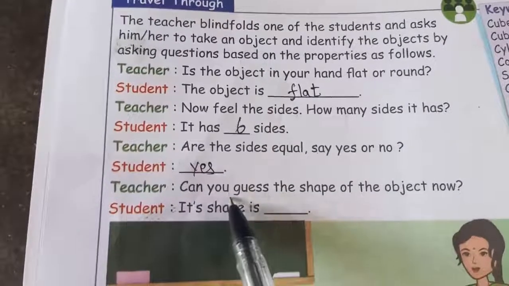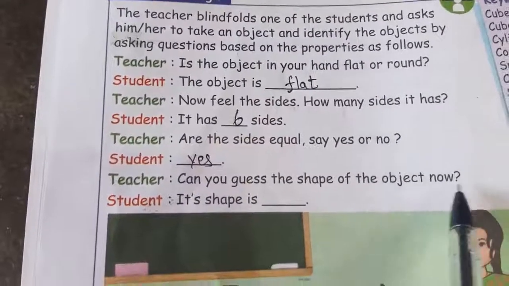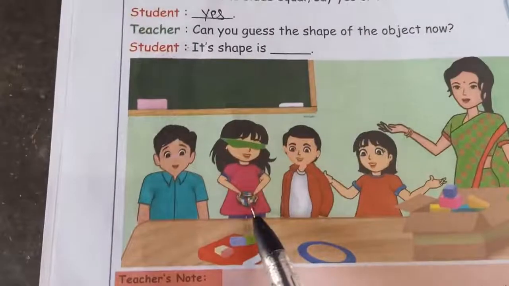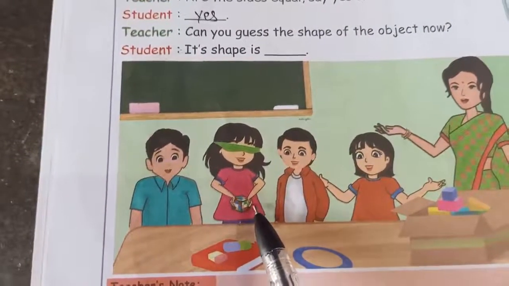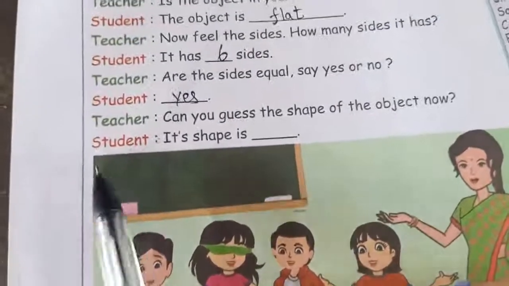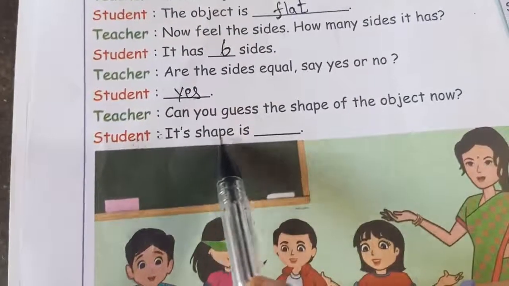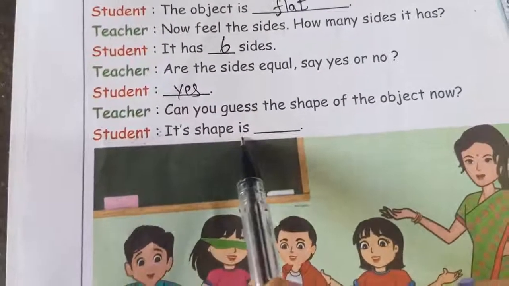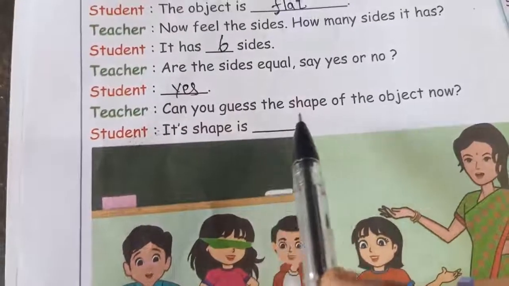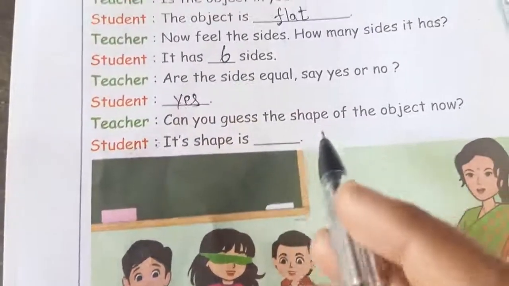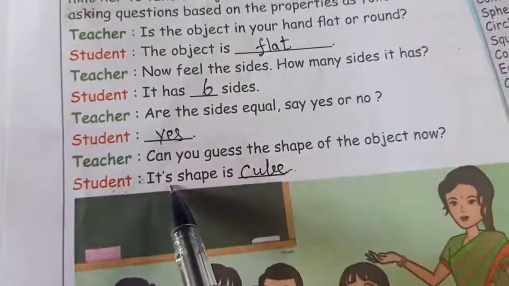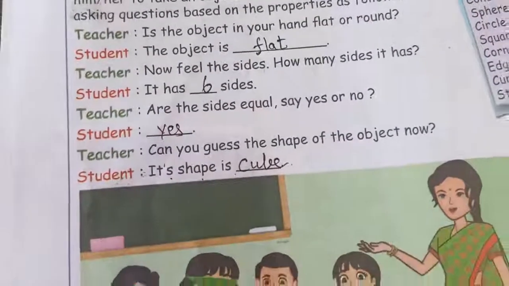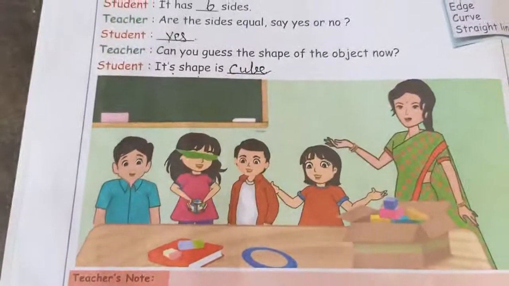Next question. Can you guess the shape of the object now? Okay, what is this object? It looks like a what? We can easily say the answer. So what is this shape? Cube. So the student said the answer. Its shape is cube shape. So what do you write here? Cube. C-U-B-E, cube. Its shape is cube. Okay, ma'am. That's all the conversation.